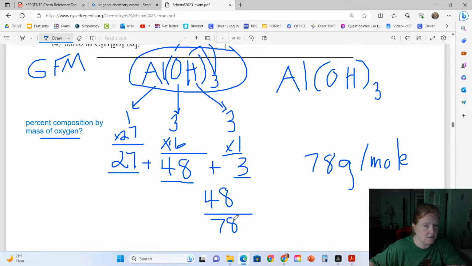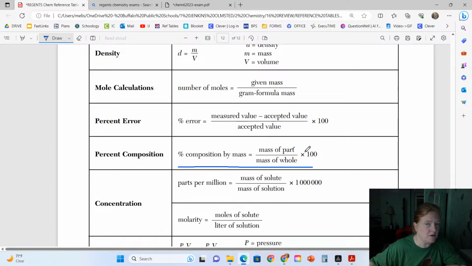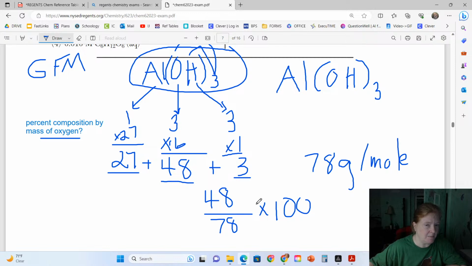70 times 100, because that's the formula. So if I look real quick again, mass of part over mass of whole times 100. So to find the percent by mass of oxygen, it's the mass of oxygen over the mass of the whole thing times 100.